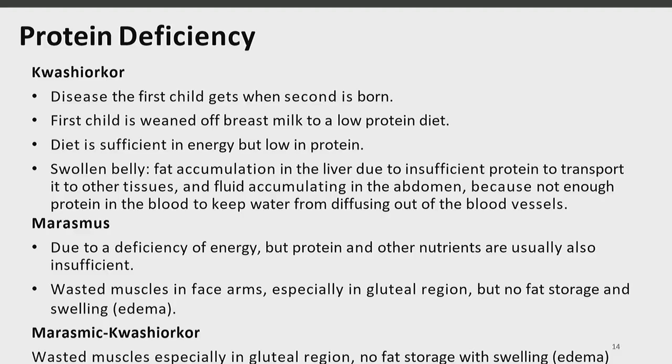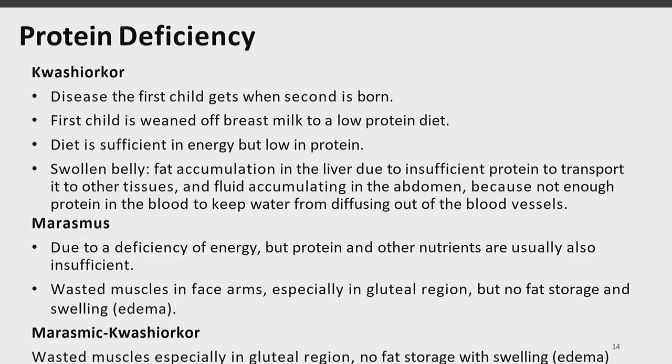And marasmus, the difference between kwashiorkor and marasmus is that for kwashiorkor, the child is being given foods that are high in energy from carbohydrates and perhaps even fat, but then the diet is lacking in protein. And so very often it presents as a swollen belly. And then you can have edema or swelling in the feet and in the hands as well.